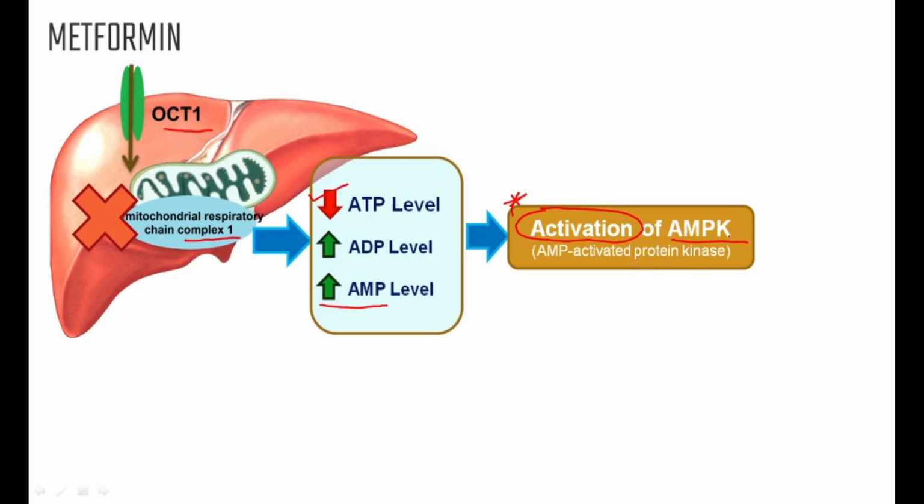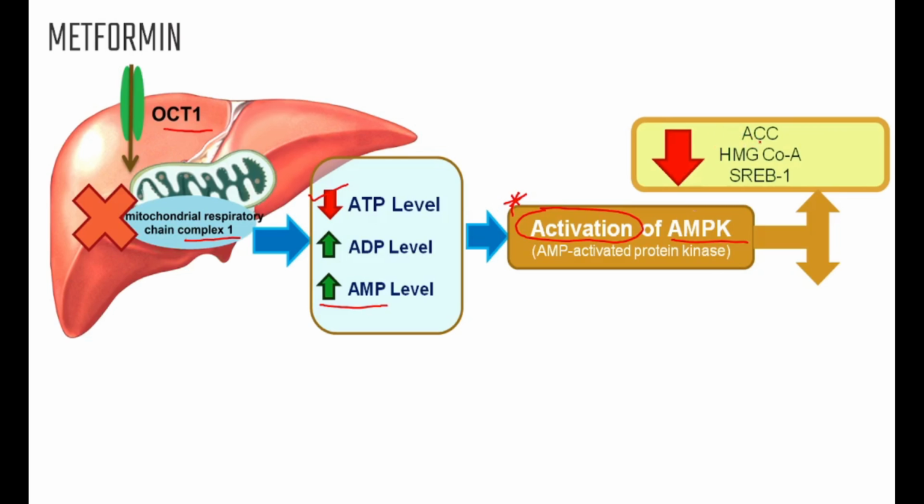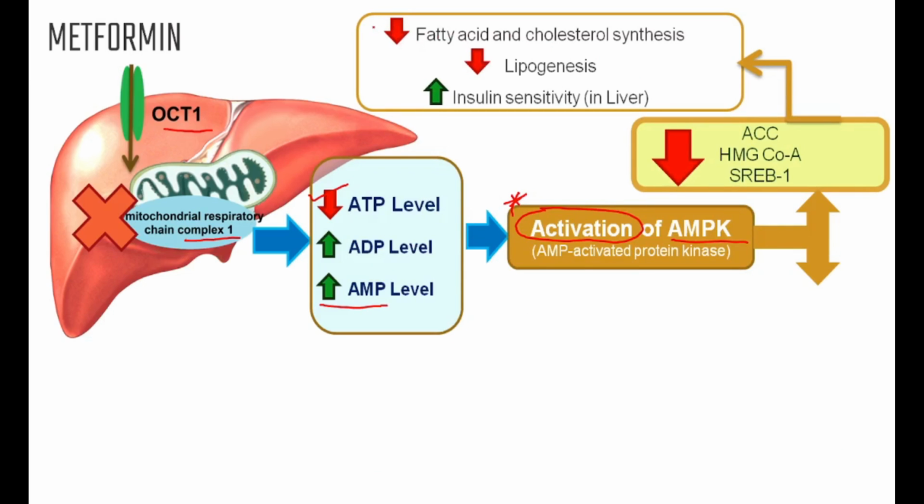So activation of the AMPK will cause reduction of the ACC, acetyl-CoA carboxylase, HMG-CoA, beta-hydroxy beta-methyl glutaryl-CoA, and SREBP1, sterol regulatory element binding protein 1. So all those things, ACC, HMG-CoA and SREBP, will be reduced. Now reduction of this will be responsible for the decrease in fatty acid and cholesterol synthesis, and decreasing the lipogenesis.